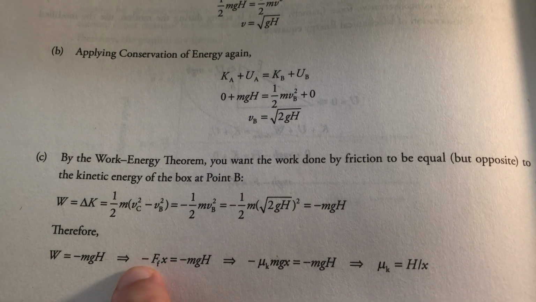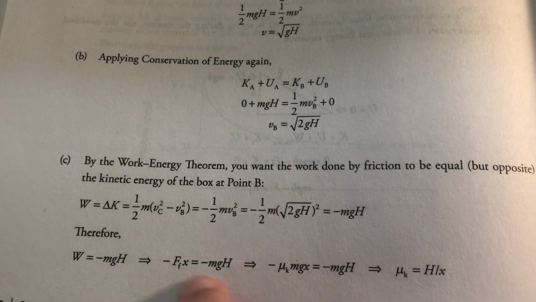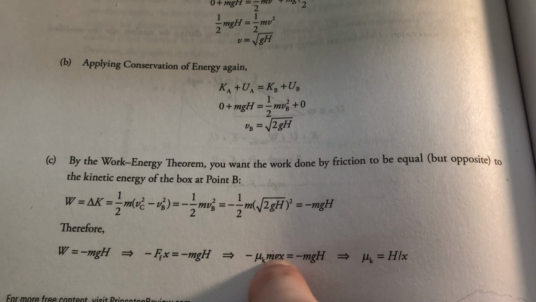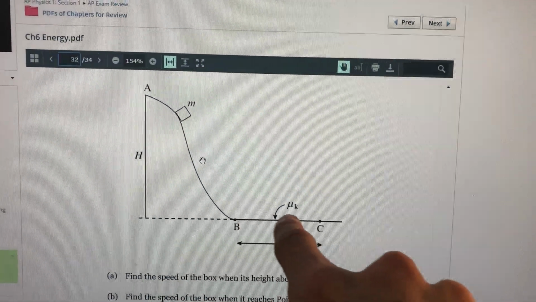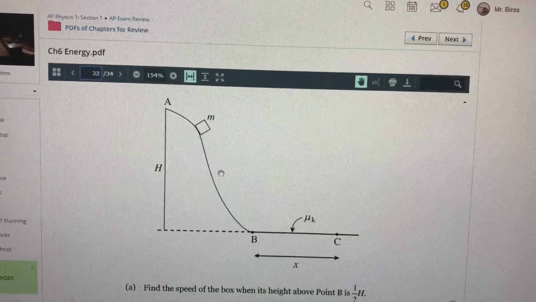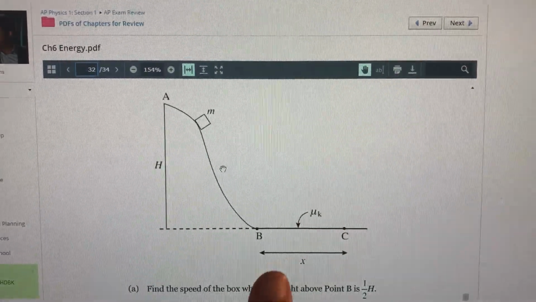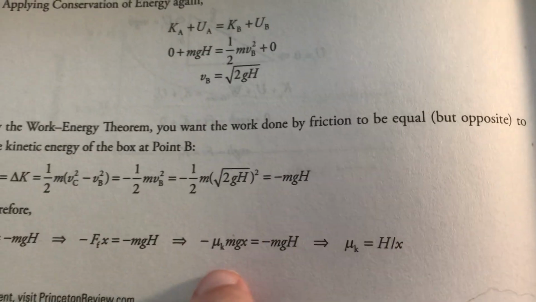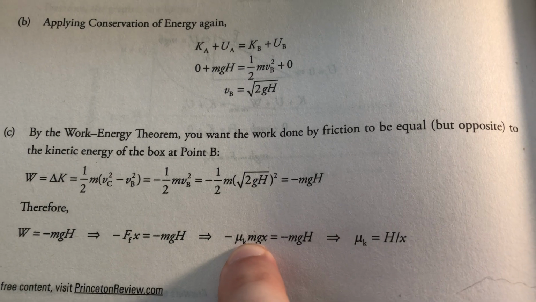Okay, so negative force of friction times x is equal to negative mgh. And what they've put in for force of friction is this mu k times mg. The force of friction is the normal force times mu k, and the normal force in this case, as it's sliding across this horizontal friction surface, is just mg, because normal force is equal and opposite to gravity. Gravity's pushing down, normal force pushing back up. There's our mu k times mg, which is coefficient of friction times the normal force.